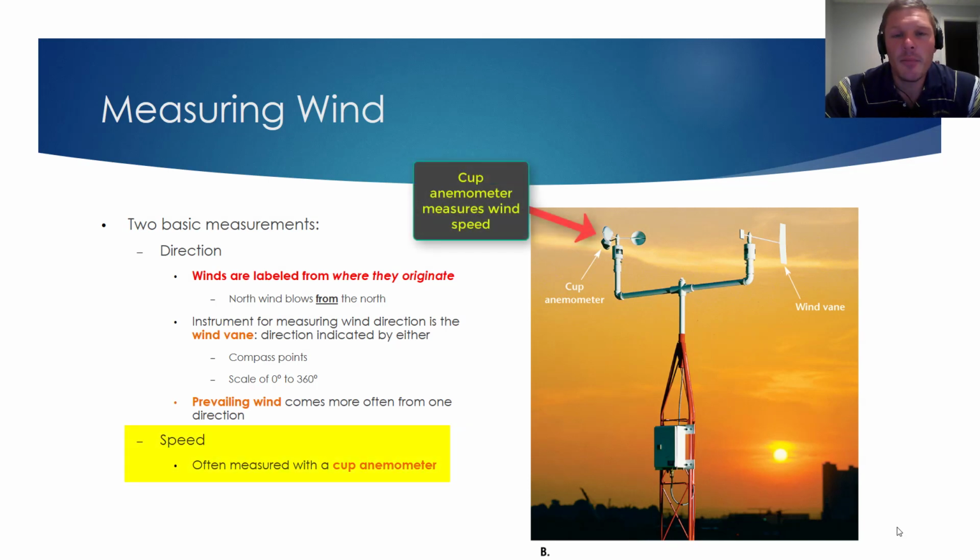So wind vanes are used to measure wind direction, but cup anemometers are used to measure wind speed. Cup anemometers function kind of like old school car speedometers. And those cups that you see in the image will catch wind and start to spin, and the rate at which they spin will help us get a quantitative measurement of the wind speed.